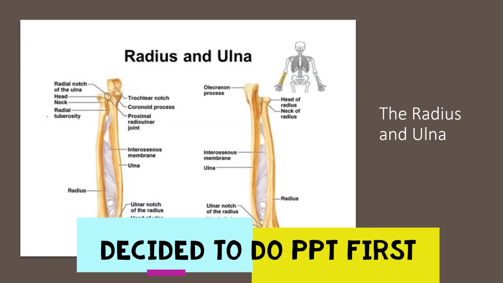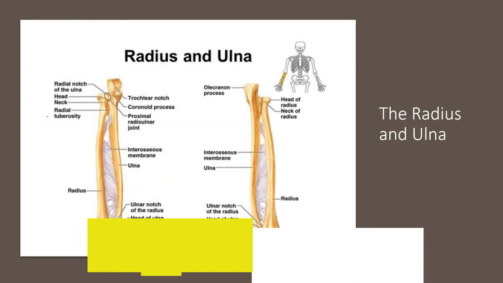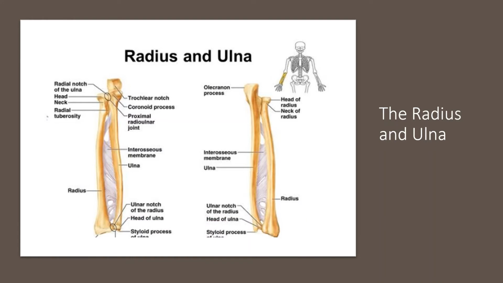With the radius and the ulna, as you saw in the model, I showed you how they work with the elbow joint and how they act on the humerus, or really perform their movements in the elbow joint. Supination, pronation, and then elbow flexion and extension.